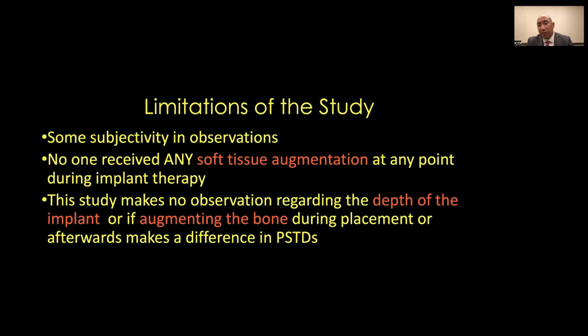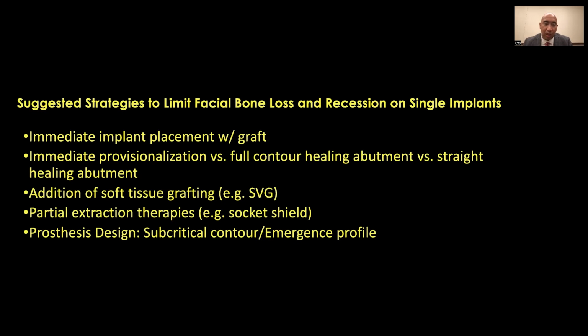There are some limitations of the study. It's not a perfect study. There is some subjectivity in observations because, how much is recession? Is that 1 millimeter? Is it no millimeters? But the other reason that there are some limitations to this paper is that none of the patients had any type of soft or hard tissue augmentation at the time of or around implant placement. And they also didn't look at how deep the implants were placed. So we don't really know that effect on the gingival margin either.